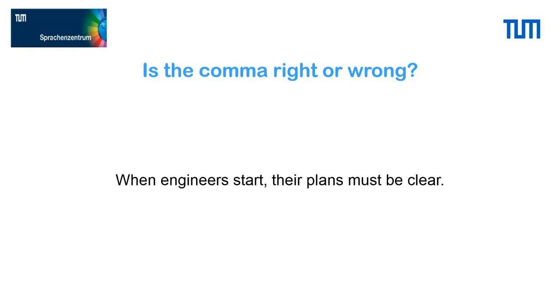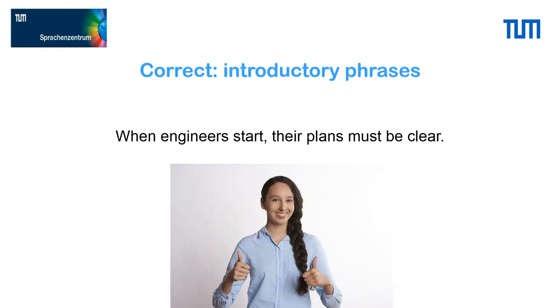Next, "When engineers start, their plans must be clear." Now, in this case, the comma is perfectly fine because we have an introductory phrase. So, with an introductory phrase, you can have a comma. You don't have to have one, but you can have one. The only time when you really must have a comma in an introductory phrase, I would say, is when, if you did not have that comma, the reader might be confused. And that is the case in this sentence.